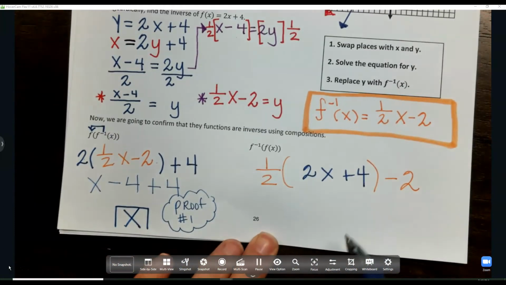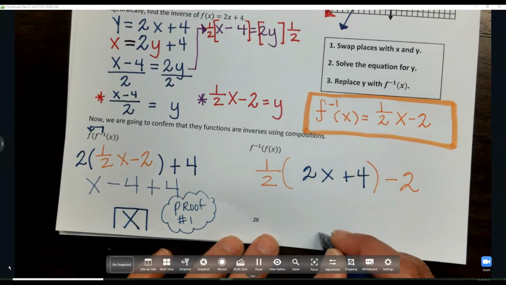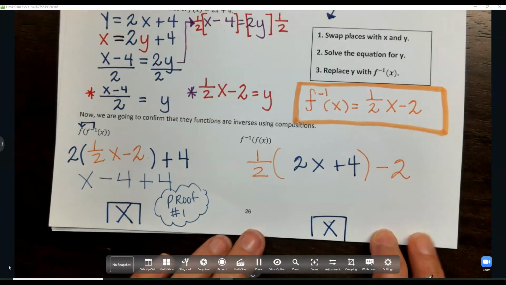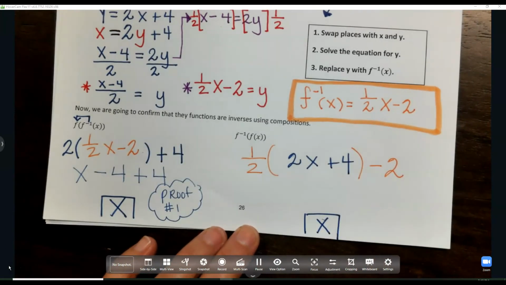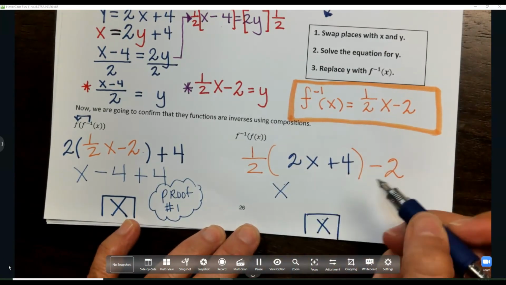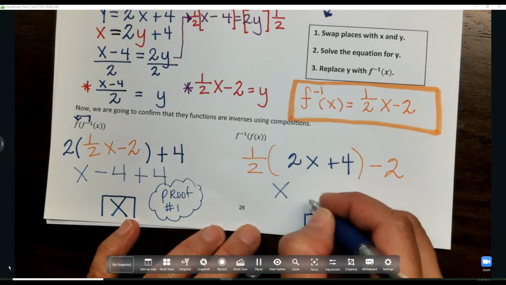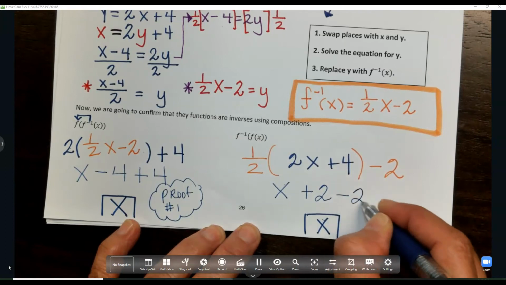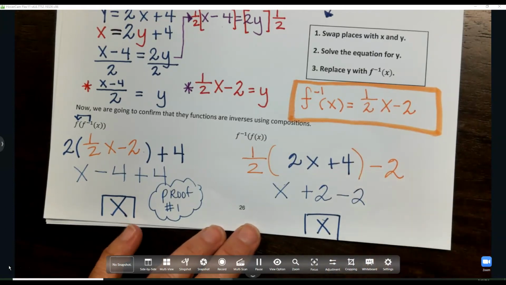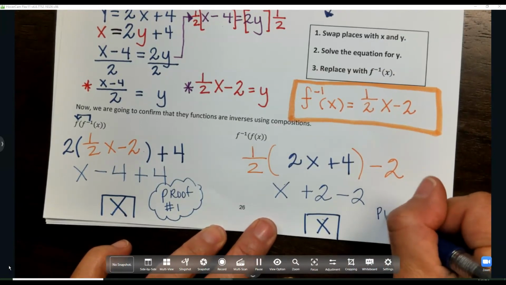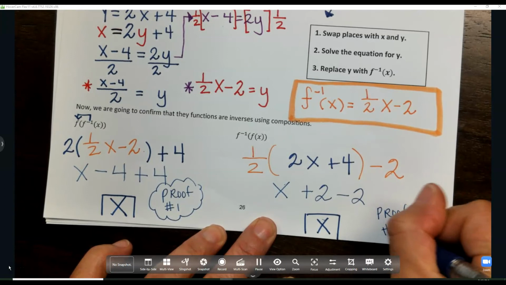Again, down here at the end of my work, if I don't have a plain x, I did it wrong. I made a big mistake somewhere. All right, so we're going to distribute 1/2 times 2x. That's just 1x. Y'all, what's 1/2 of 4? Right, plus 2. Bring down your minus 2 from your previous line of work. Guess what happens? Everything gets wiped out except the letter x. So this is proof number 2.